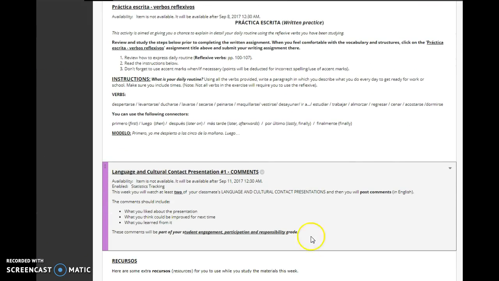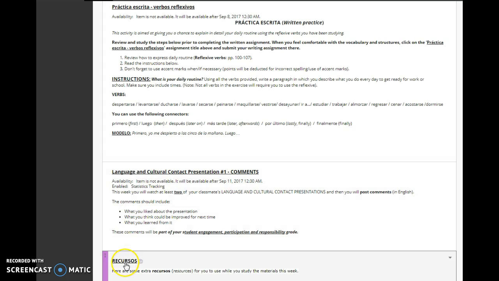Okay. Then we have the language and cultural contact presentation. Okay. So here you're going to watch at least 2 of your classmates' language and cultural contact presentations, and then you're going to reply and post comments. So you can just go to the foro de discusión to view those videos. But you want to mention in your comments what you liked about the presentation, what you think could be improved for next time, and what you learned from it. Okay? And this is going to be part of your student engagement, participation, responsibility grade.